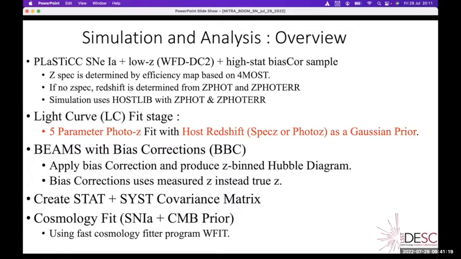I would like to mention that the bias corrections use measured redshift instead of true redshift. And then we would go on to produce the stat plus systematic covariance matrix. Finally, with all those outputs, we would do a cosmology analysis, basically using the fast cosmology fitter called WFIT. We used SNIa plus CMB prior.